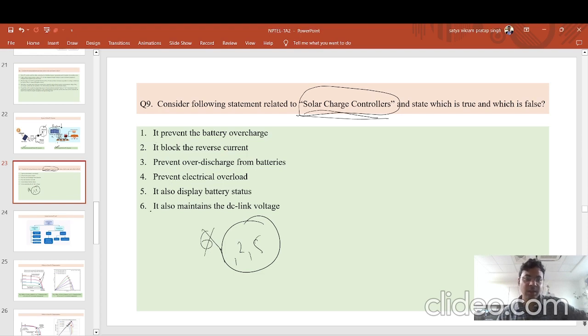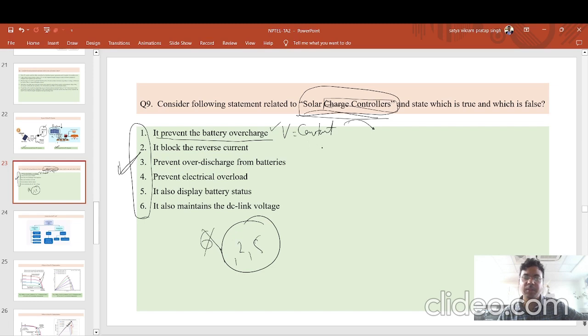If you see all 6 options, all 6 options are correct. How am I saying that? First option, that it prevents battery overcharge. Actually, it is correct. The main concept behind this charge controller itself is that it should control and maintain the voltage at a constant level by distributing the charges or by dissipating the charges.